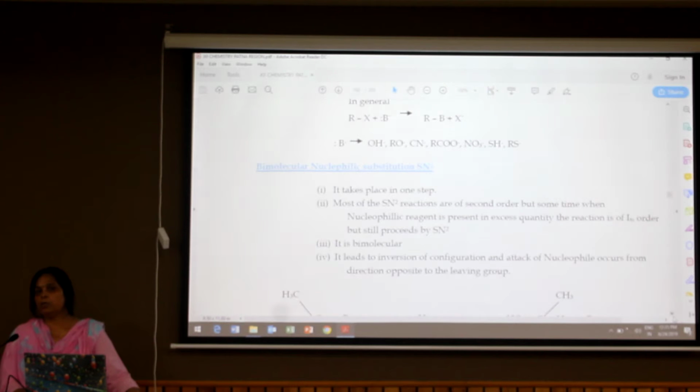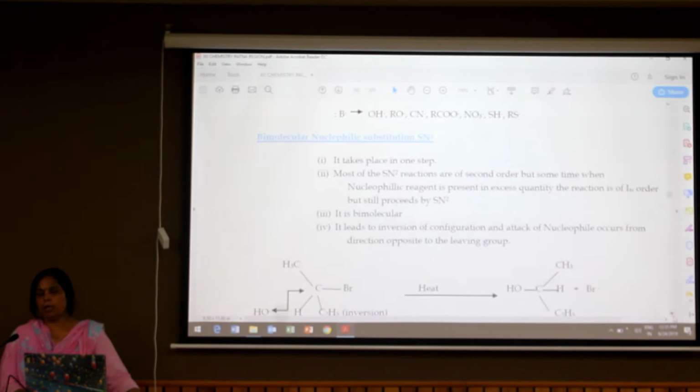Now we start the nucleophilic substitution mechanisms. The first is SN2. SN2 means nucleophilic substitution, second order. It is not shown by 3-degree alkyl halides. Why? Because in this case there is steric hindrance. So due to this, 3-degree alkyl halide does not show the SN2 mechanism.